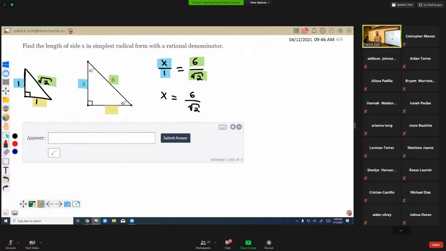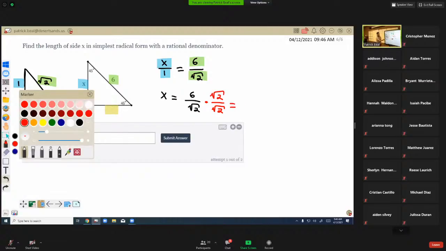Now we need to multiply, because we do not want a square root in the denominator. Our answer cannot have a square root in the denominator. So we're going to get an equivalent fraction by multiplying by something. And this is what you just need to practice. What are we going to multiply? Yeah, square root of 2. Just basically copy whatever that is. If this is the square root of 2, we're going to multiply by the square root of 2.